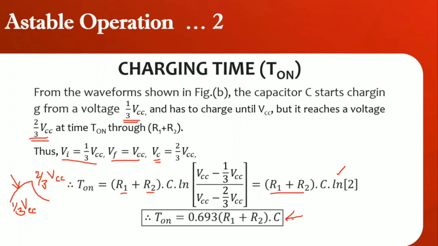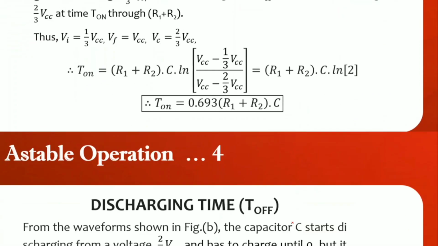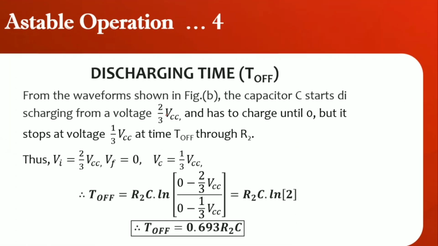So this is the equation used to find the charging time, the on time of the capacitor for the given waveform. Next, discharging time. To find the discharging time, from the same circuit diagram, if you look at the discharging path, it is from 2 by 3 times of VCC to 1 by 3 times of VCC. Here, what is the full voltage? It is equal to 0.